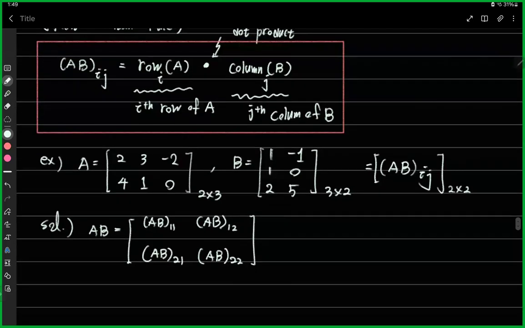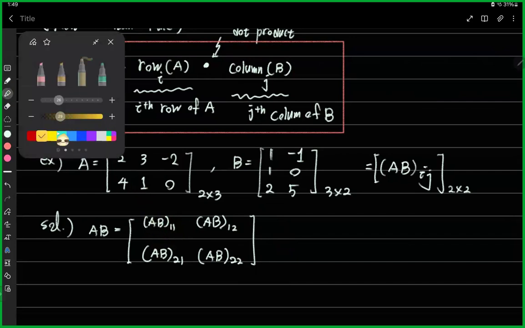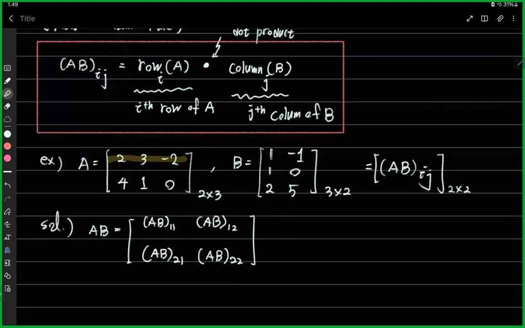Okay. So AB 1 1 is going to be what? This 1 1 means the first row of matrix A, and then the first column of matrix B. We do the dot product of these two. What's the dot product? Everybody knows about the dot product, right? In Korean, dot product is 내적.